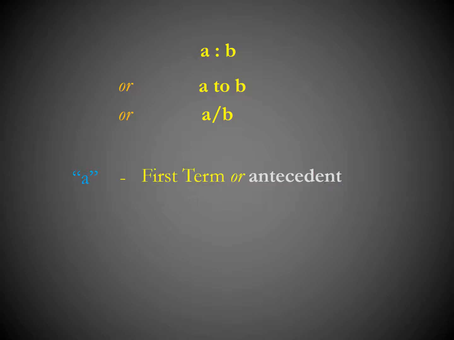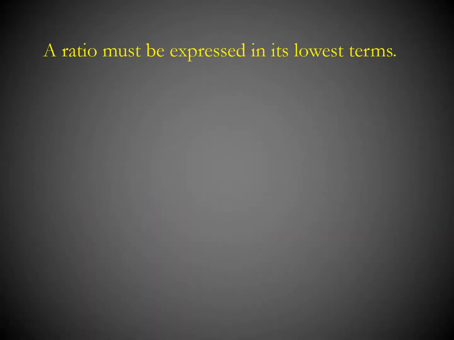Ratio can be written as A ratio B or A to B or A divided by B. These are the different forms of writing ratio, where A is called the first term or antecedent and B is called the second term or consequent. A ratio must be expressed in its lowest terms. Lowest terms means you should write it as 2:3. You cannot write it as 4:6. You have to simplify the ratio.